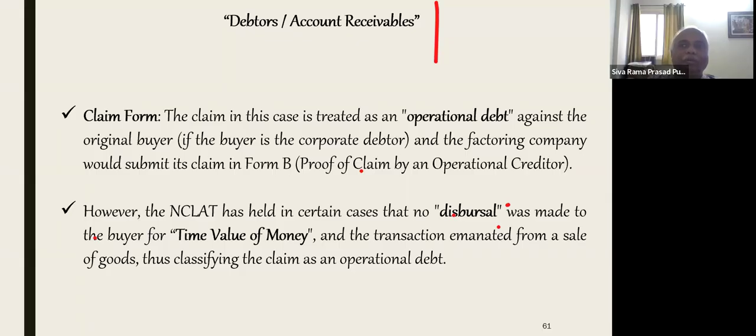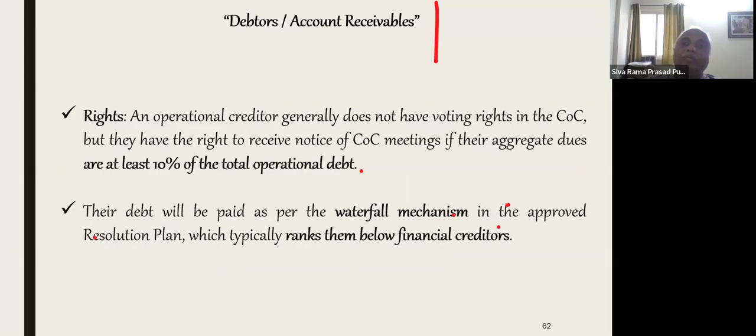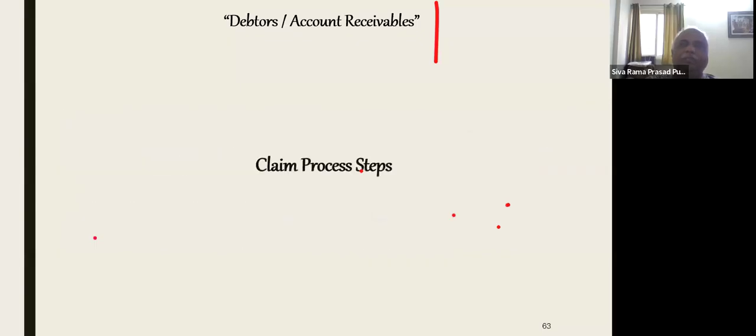The transaction emanated from the sale of goods, classifying it as operational debt. Now, rights. The operational creditor generally does not have the voting right. Even if his dues are 10% of the aggregate operational dues, he will participate only as a representative in the COC, but he does not have the voting right. And as per the waterfall mechanism, we will do it.